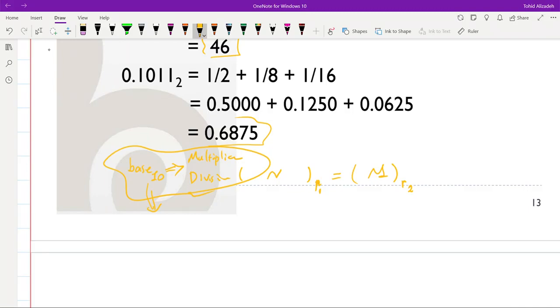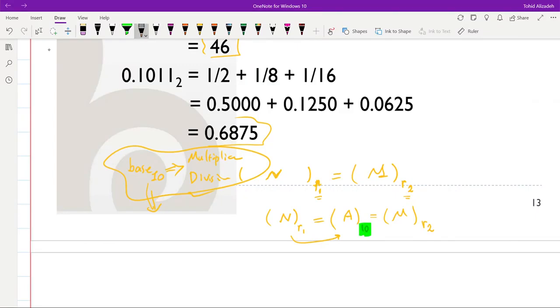As a result, instead of directly converting from base R1 into base R2, one can do like this. So from base R1, we can find out the equivalent number in base 10, and this should be done easily, and then we can convert it into the equivalent number in base R2. So you can see that base 10 here will be used as an intermediate base to convert from R1 into R2.